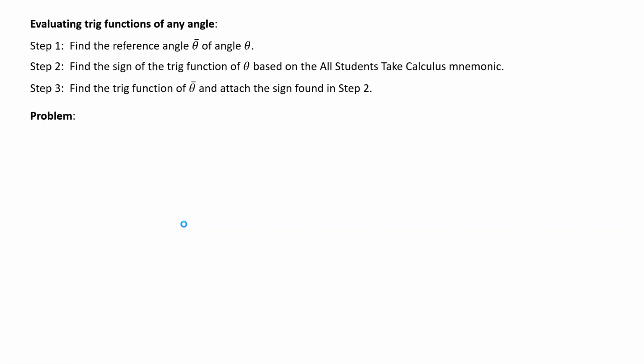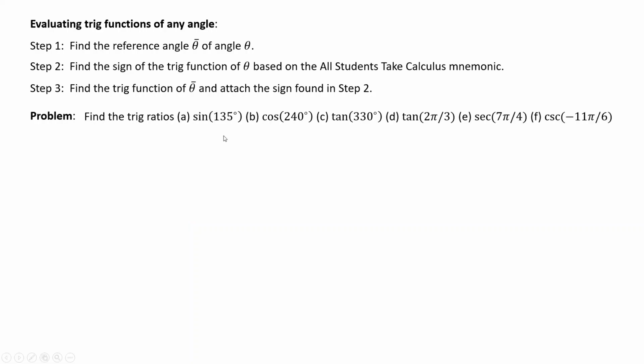Okay, let me do this now. Find the trig ratios. Sine of 135. We got 6 problems: sine of 135, cosine of 240, and so on. So without much further ado, let's get busy. Sine of 135. Find the reference angle theta bar, right? For 135, 180 minus 135. Theta is 135, theta bar is 180 minus theta, which is 45 degrees.